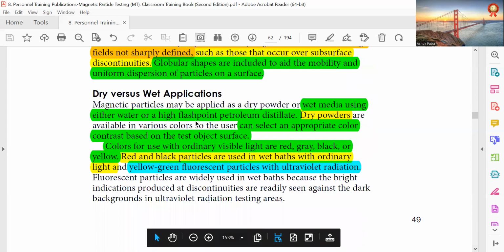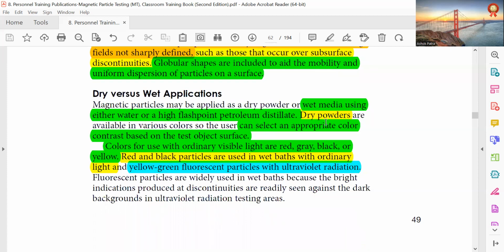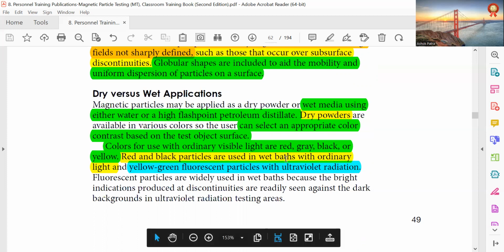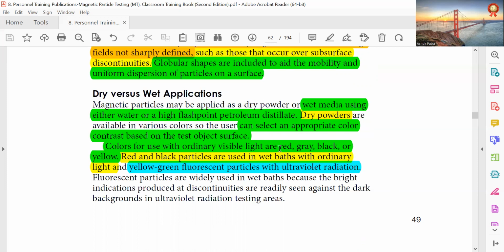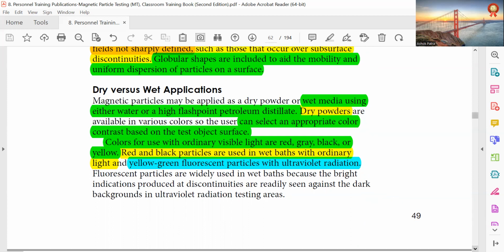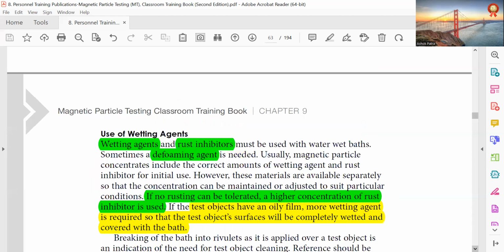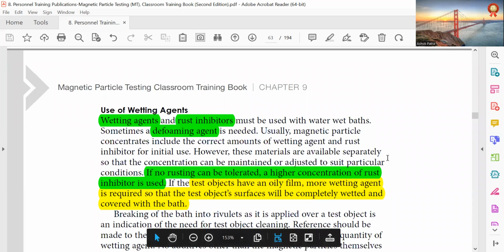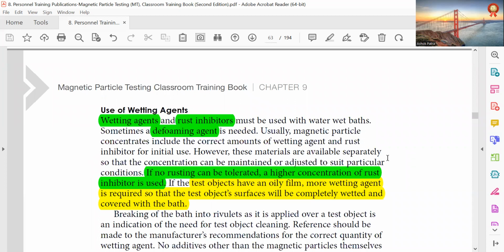Wet media use either water or high flash point petroleum distillate. Dry powder can be selected in an appropriate color contrast based on the test object surface. Colors for use with ordinary visible light are red, gray, black, or yellow. Red and black particles are used for wet parts with ordinary light, and yellow-green fluorescent particles with ultraviolet radiation. There are many different colors for contrast: red, gray, black, or yellow, depending on the surface. Or you put white contrast, it is up to you. In fluorescent, you definitely don't need it.